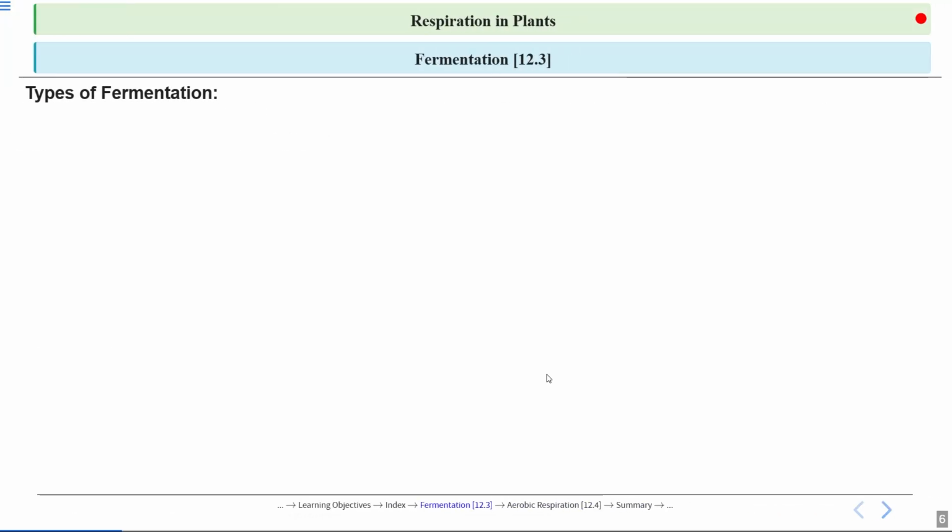Now students, let's talk about the types of fermentation. First, we have seen in the previous diagram, we talked about alcoholic fermentation. Alcoholic fermentation involves converting pyruvic acid into ethanol and carbon dioxide. This process is carried out by yeast and some plants, especially under anaerobic conditions.